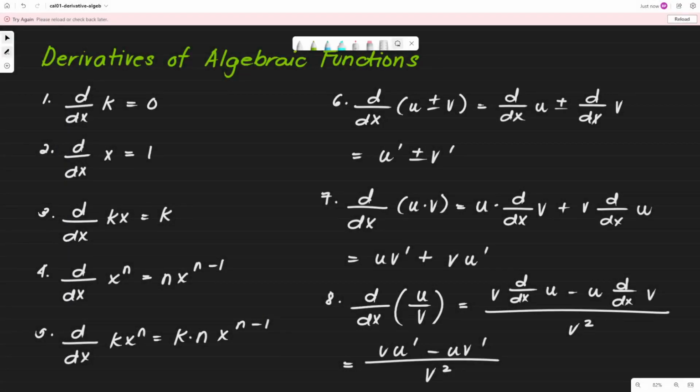Hi friend! So let's jump into the second topic in the derivatives lesson of our course Cal 01. Previously we have discussed the definition of the derivative and the four-step rule: how do we get the derivative of a function using the four-step rule? Now we will proceed with the theorems.